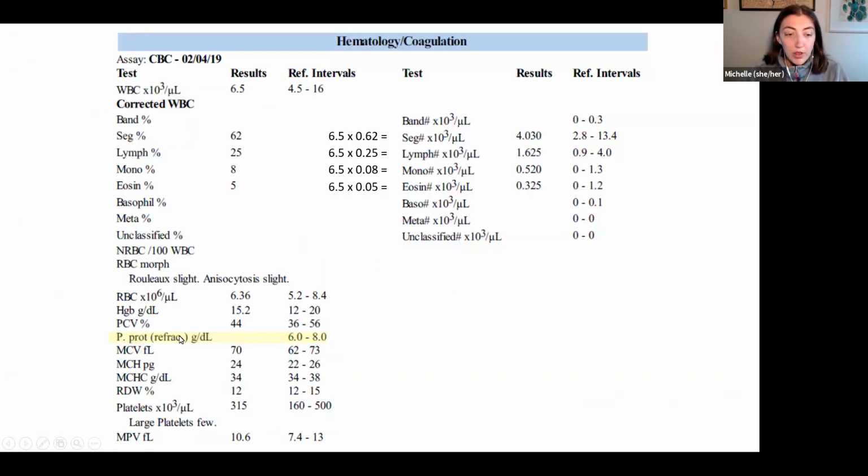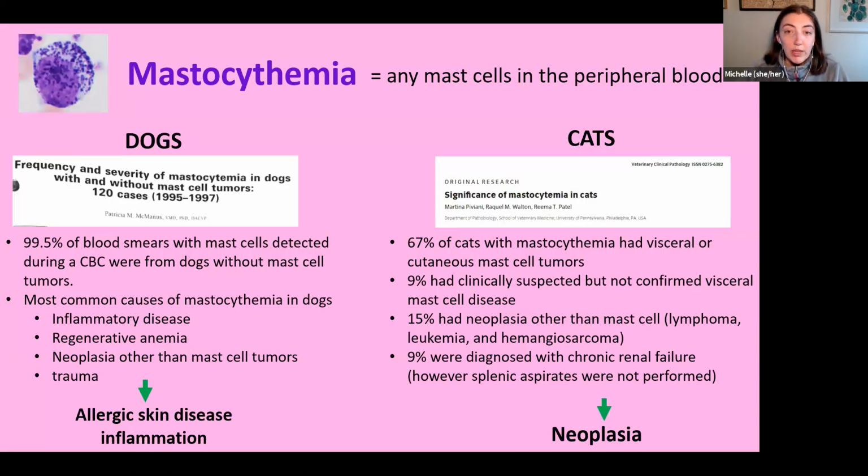And then for the plasma protein, if you ordered a chemistry, then we don't do a plasma protein. If you only ordered a CBC, then we'll do a plasma protein. So if you only ordered a CBC and this is still blank, let us know and we can run that for you. But that's why it will usually be blank.